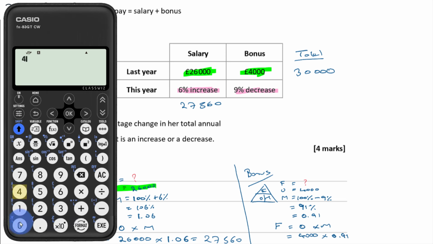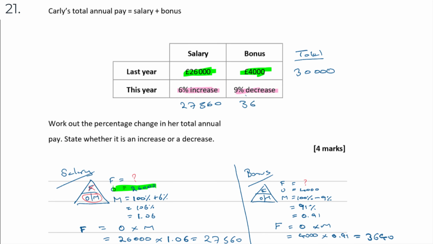So 4,000 times 0.91 comes out to be 3,640. So that's going to be the bonus component for this year. Okay, so then the total for this year is going to be those two numbers added together. So the 3,640 plus the 27,560 from the salary, that comes out to be 31,200.